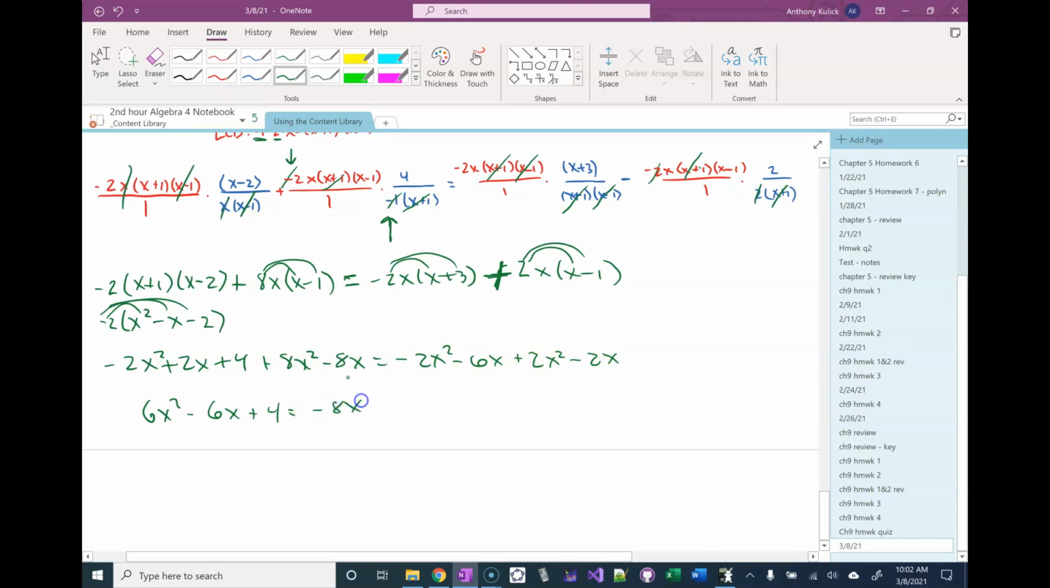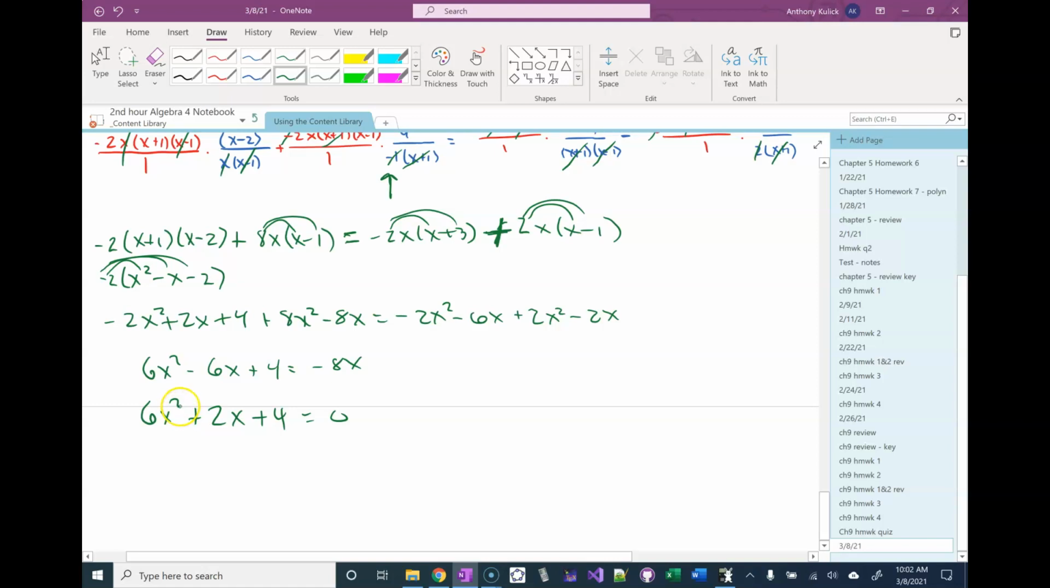And here I notice there's a greatest common factor of 2. So I'm going to go ahead and pull that off. And if I divide both sides by that 2, it just kind of goes away, and I'm left with this quadratic.